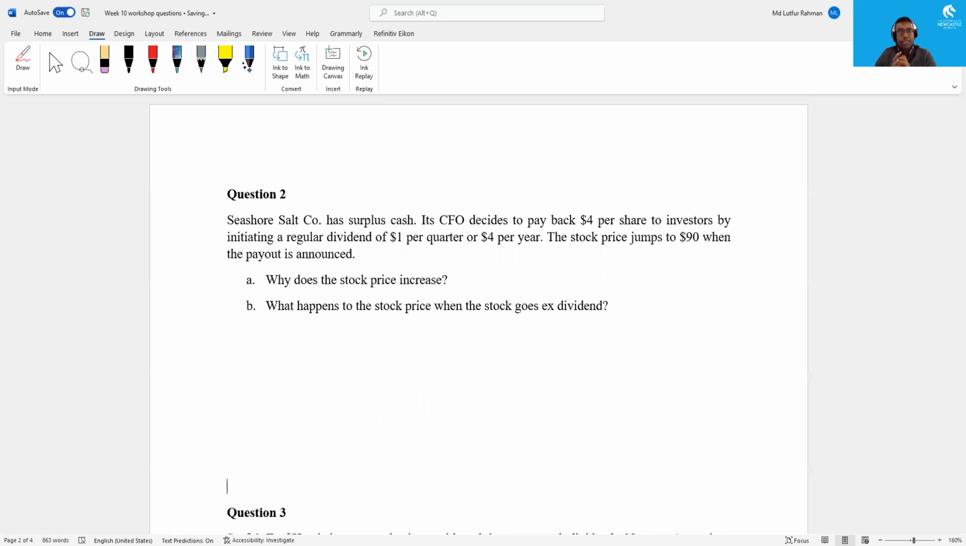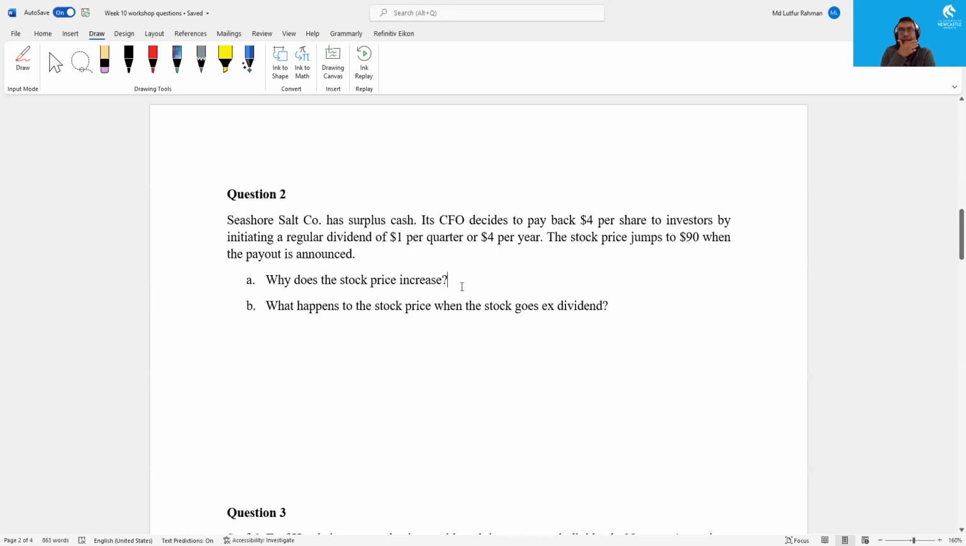The next question is, Seashore Salt Company has surplus cash. Its CFO decides to pay back $4 per share to investors by initiating a regular dividend of $1 per quarter, or $4 per year. The stock price jumps to $90 when the payout was announced. The question is, why does the stock price increase?